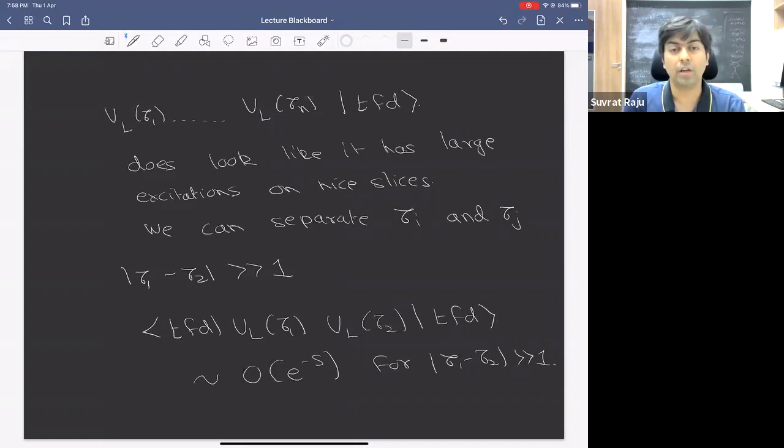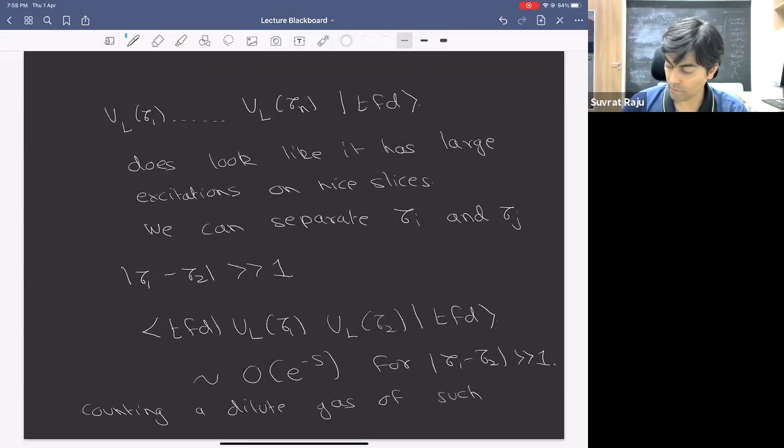gas approximation. You find that when you keep track of these fat tails in the inner product that we just described, these excitations are not independent, and in fact they have some non-zero overlap, and that non-zero overlap is precisely of order e to the minus S. And so counting a dilute gas of such excitations is overcounting. It's overcounting because these states are not quite orthogonal.